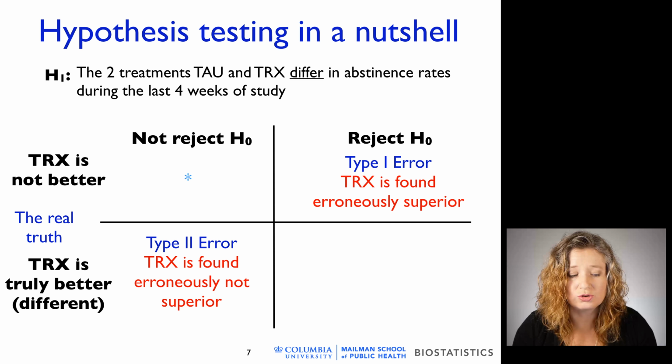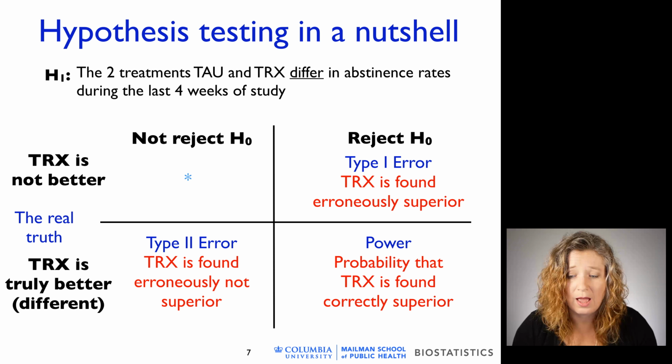If treatment is truly better, and we do reject the null hypothesis, that means that the data provide also enough evidence that the treatment is significantly different than tau, we actually compute the so-called power, and that is a probability that TRX is found correctly superior.